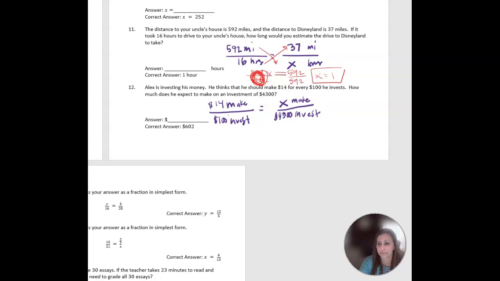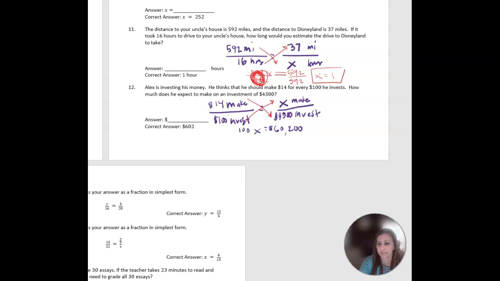To solve a proportion, we're going to cross multiply. So 14 times 4,300 is 60,200. We're talking about money here. Then I cross multiply in the other direction, from left to right. So 100 times x is going to give me 100x.